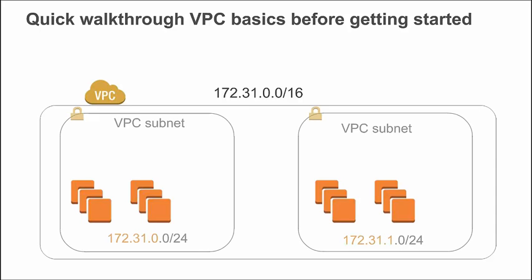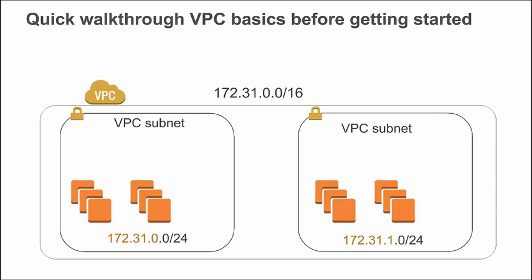And then after creating a VPC, you can add one or more subnets in each availability zone. A subnet is a sub-range of IP addresses in your VPC, and each subnet must reside entirely within one availability zone, and a subnet cannot span multiple zones.